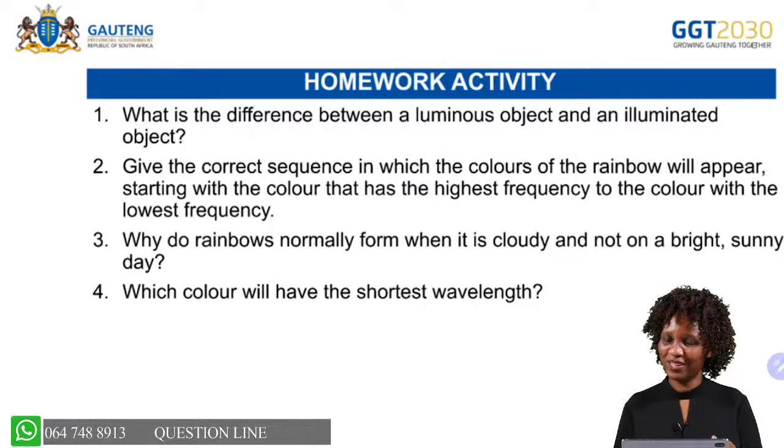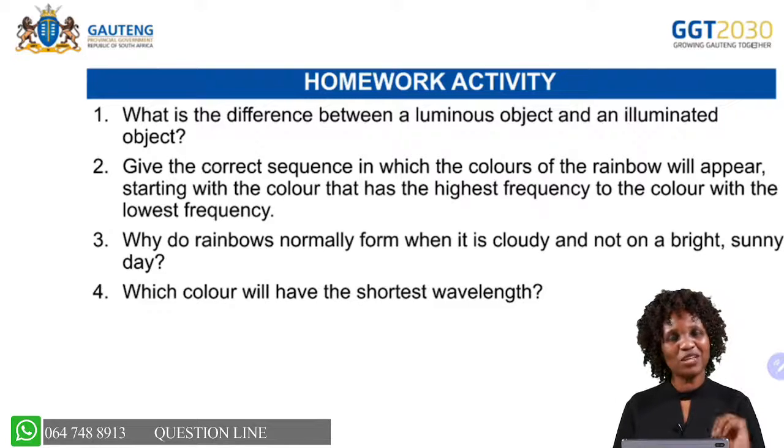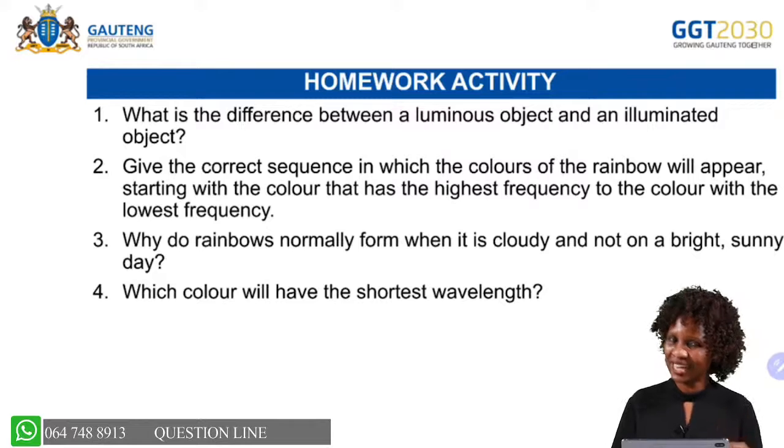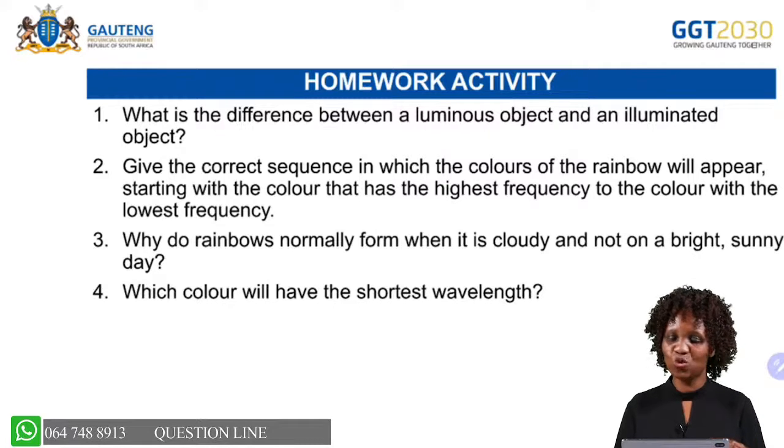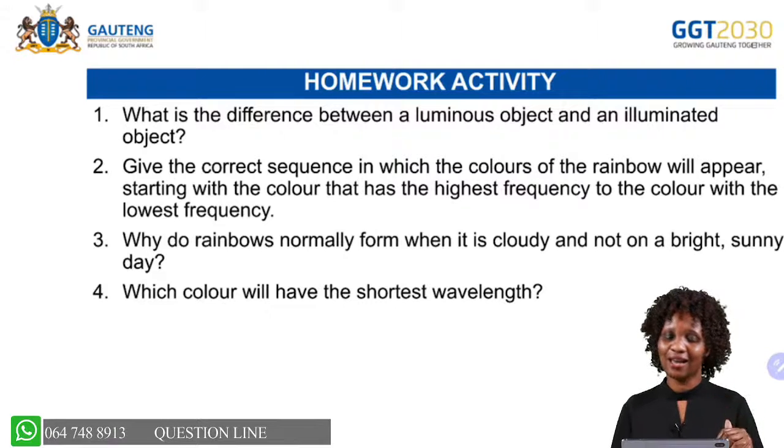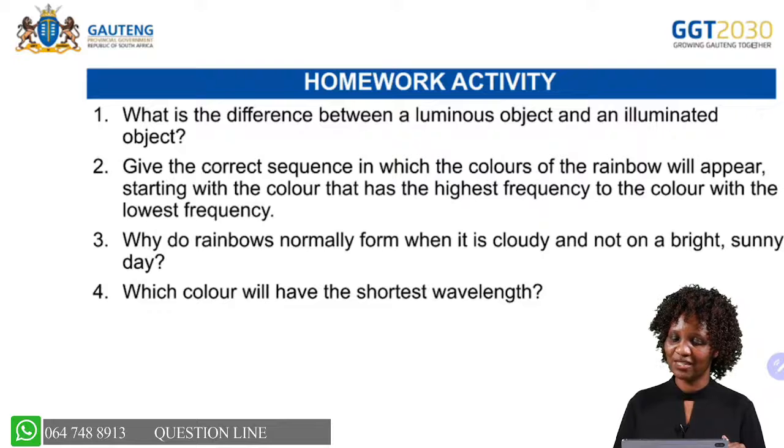Hope you are done copying the questions, grade 8. Let's go through the questions quickly and make sure you write the homework on your own and bring it to class. What is the difference between a luminous object and an illuminated object? Then question number 2, give the correct sequence in which the colors of the rainbow appear, starting with the color that has the highest frequency to the color with the lowest frequency.